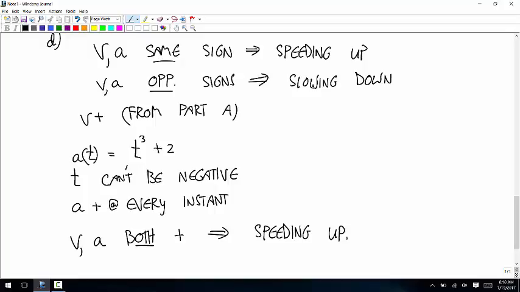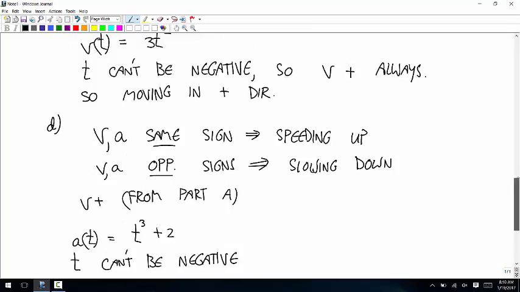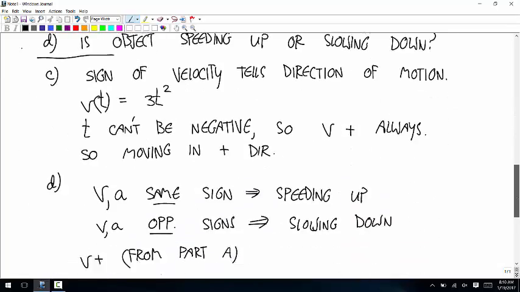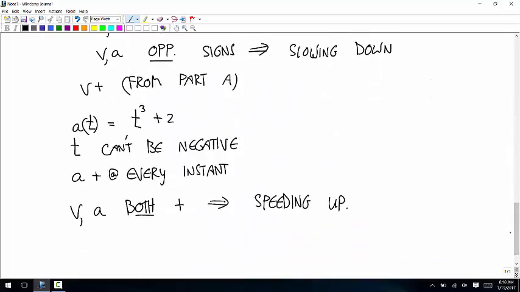Yep. Did I go the wrong way? Yes, thank you. 6t. Acceleration. Okay, thanks. Still works. Any questions about that reasoning?